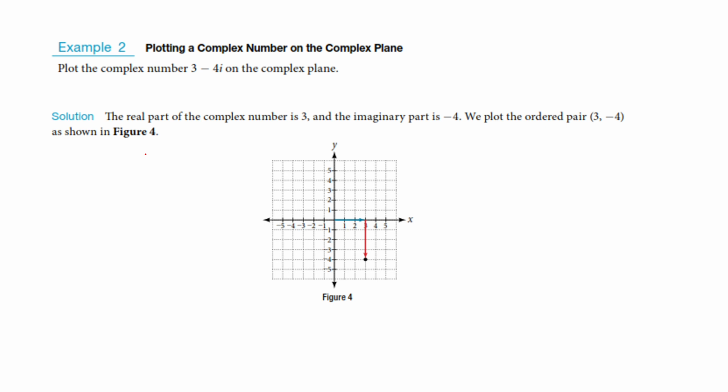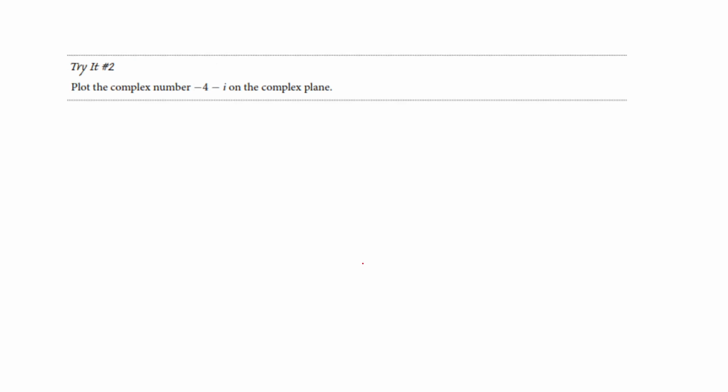So what do they have for us? Okay, we're doing another one here. In the real portion, which is the x-axis, we're going to 3. In the imaginary portion, which is the i part, we're going to go down 4. So again, this is the complex plane. It is not the same Cartesian plane that we're used to working with. 3 is the real number, negative 4 is the imaginary.